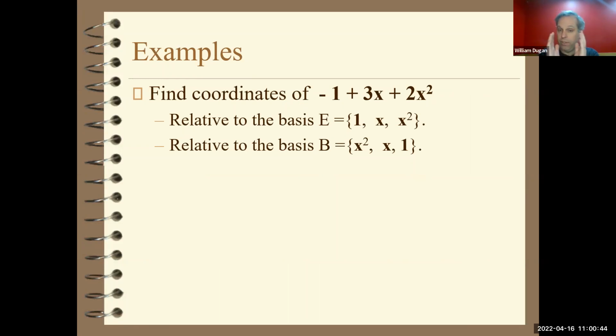Let's find the coordinates of this vector. Notice I made the whole thing boldface to emphasize that's the vector. I want to do relative to the standard basis E: 1, x, x squared, and then I'm going to do relative to the basis B: x squared, x, 1. B is not called the standard basis, although obviously they look the same because one is just a reordering of the other. E is usually referred to as the standard basis, the order 1, x, x squared. It does make a difference. You'll see. Let's find the coordinates of this vector relative to these two bases.